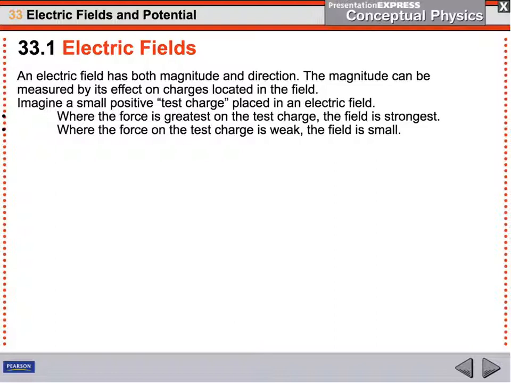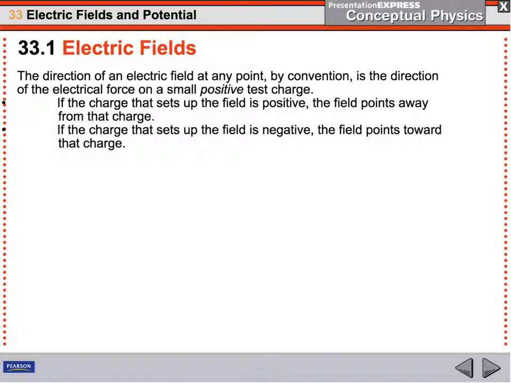Any electric field has both magnitude and direction. The magnitude can be measured by its effect on charges located in the field. Imagine a small positive test charge placed in an electric field. Where the force is greatest on the test charge, the field is strongest. Where the force on the test charge is weak, the field is small. The direction of an electric field at any point, by convention, is the direction of the electric force on a small positive test charge. If the charge that sets up the field is positive, the field points away from the charge. If the charge that sets up the field is negative, the field points towards the charge.